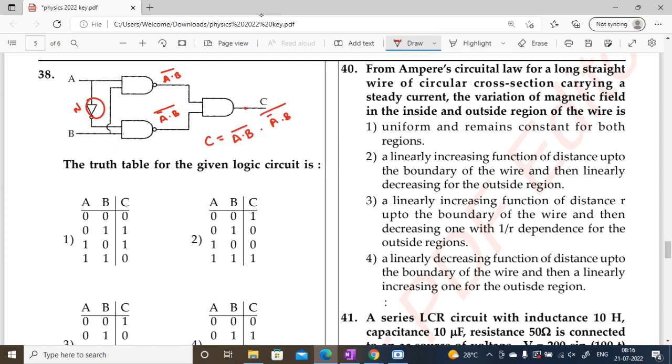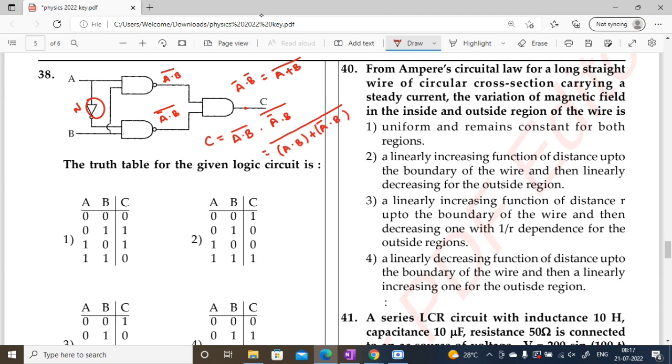Applying De Morgan's theorem. De Morgan's theorem says that A complement dot B complement can be written as A plus B, the whole complement. So this is De Morgan's theorem. By this, if I try to write this expression, it can be written as A dot B complement plus A complement dot B, the whole complement, right?